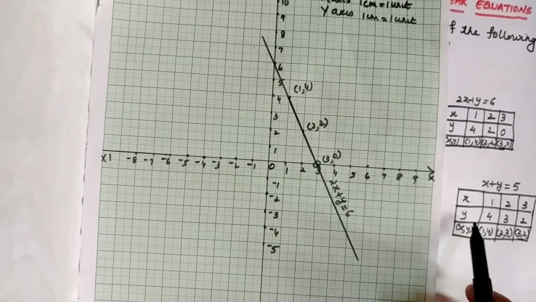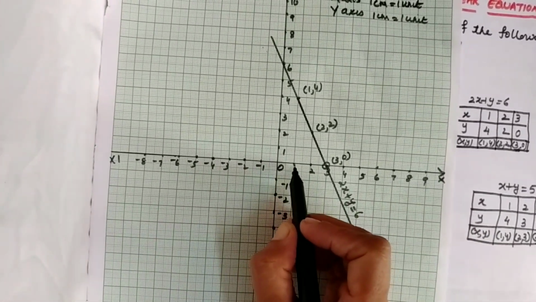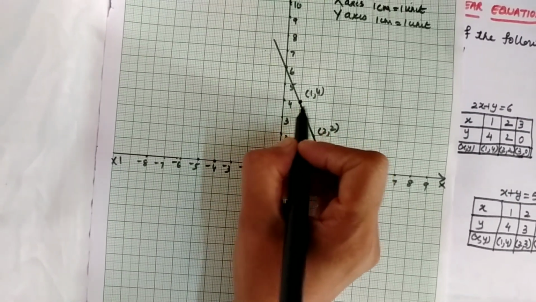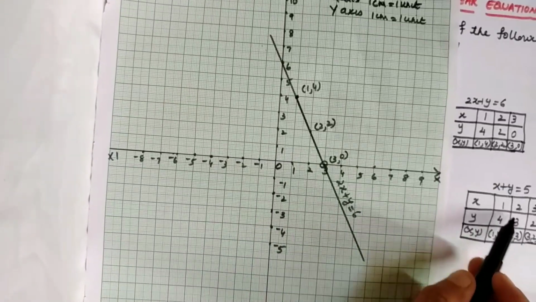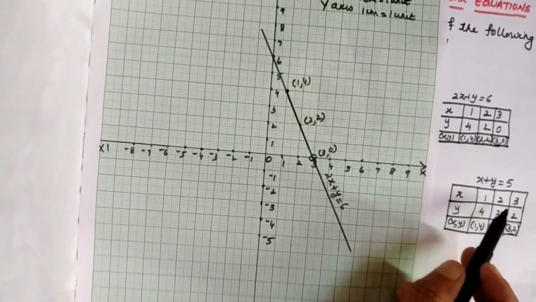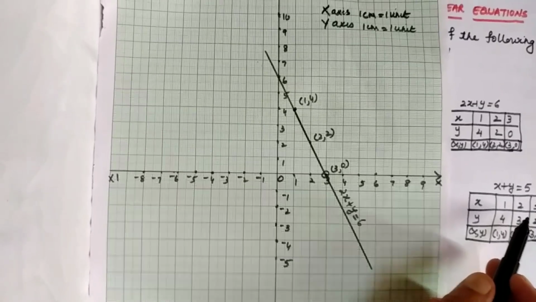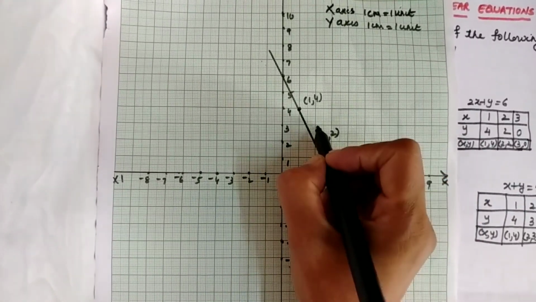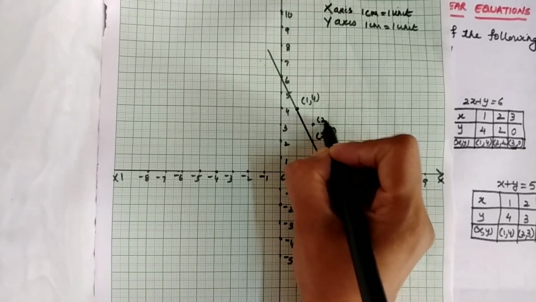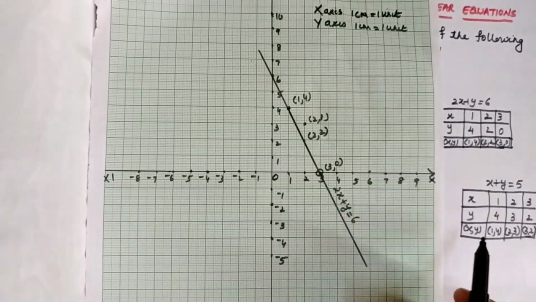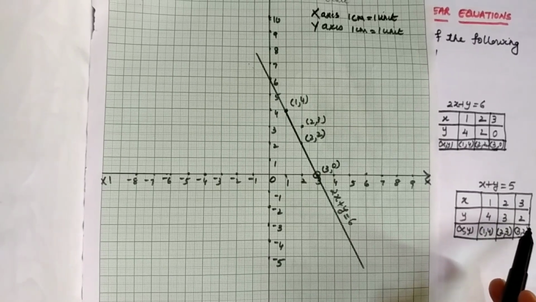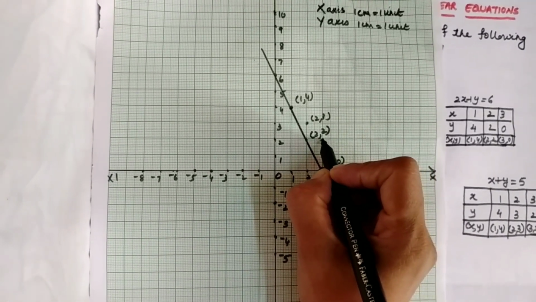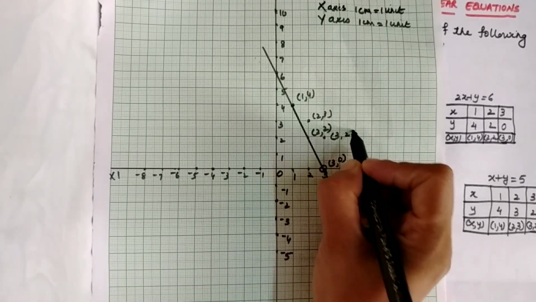Here x is 1 and y is 4. This is the point 1, 4. Same point once again. Second point is x is 2 and y is 3. So here this is the point 2, 3. Next is x is 3 and y is 2. This is the point 3, 2.